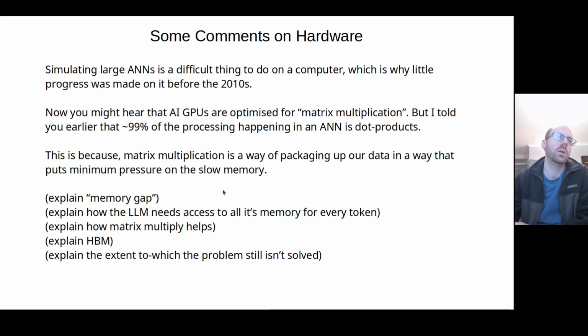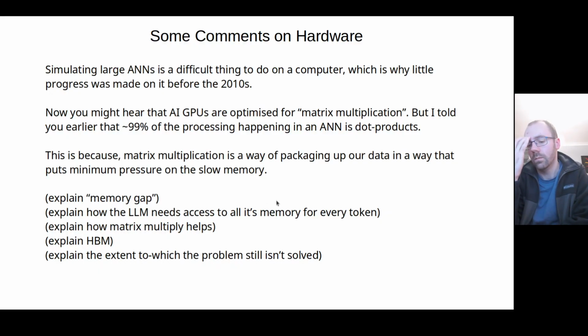However, if your working data set is big, then the cache doesn't really help you. So for certain types of workload, modern computers can be surprisingly slow. And unfortunately, AI runs really badly into that problem. A traditional transformer model needs access to all of its memory to generate every token.